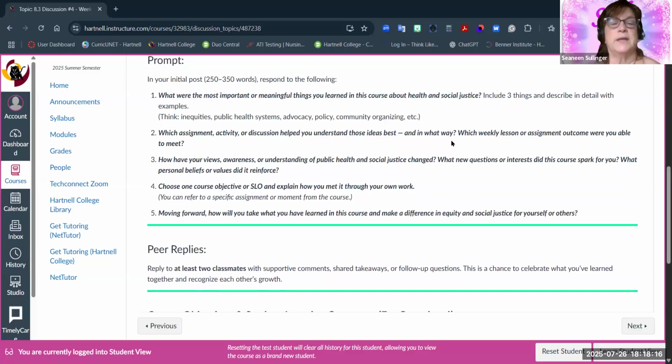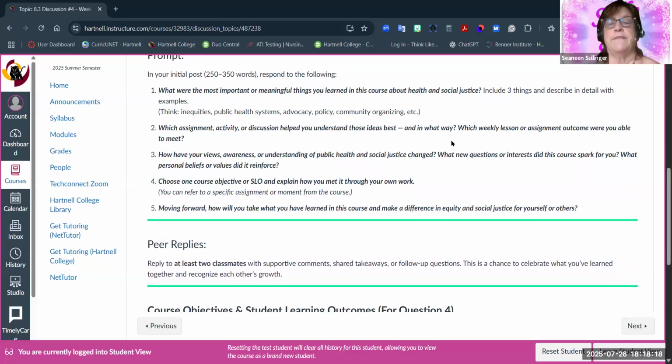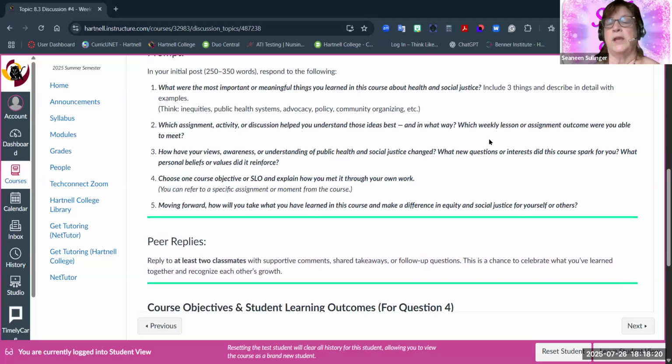Number 2, which assignment, activity, or discussion helped you understand those ideas best and in what way? Which weekly lesson or assignment outcome were you able to meet? So go back and look at the weekly lesson objectives and outcomes and see which one you feel that you were able to meet. And you might want to take a look at this week's assignments that we just looked at to see if maybe one of those affected you in some way.